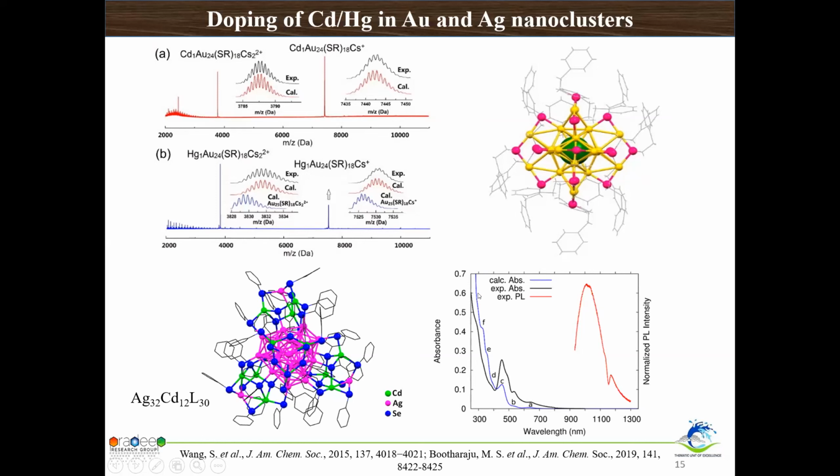structure. This kind of nanocluster can be useful for some NIR applications, because it shows NIR luminescence. Also, in the case of silver nanocluster, we have observed the doping of 12 cadmium, and here also NIR luminescence was observed.